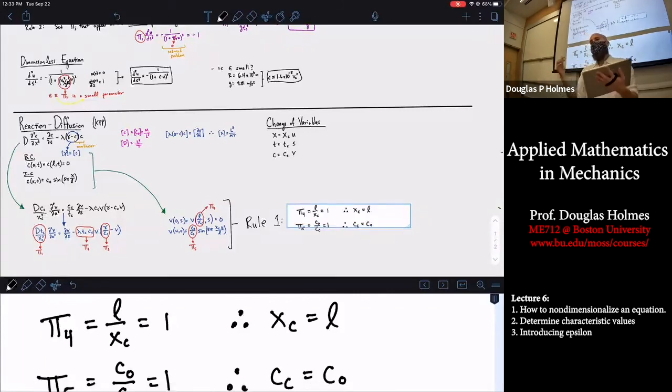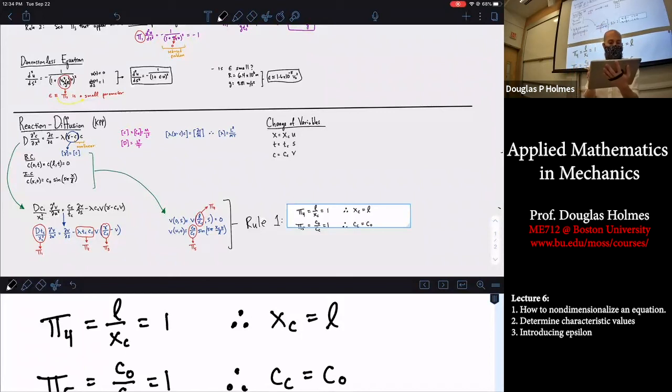Remember, our goal is we have to set 3 pi groups equal to 1. So that way we can find the 3 characteristic values. We found 2 pi groups in our initial and boundary conditions, and that's always where we start. We set them equal to 1. So we have now two of the 3, our characteristic length and characteristic concentration, set by applying the boundary conditions. Rule two, which is the reduced problem, or another way to think of it is, what is small? What's the small thing that I can try to neglect? And here's where we have a choice.